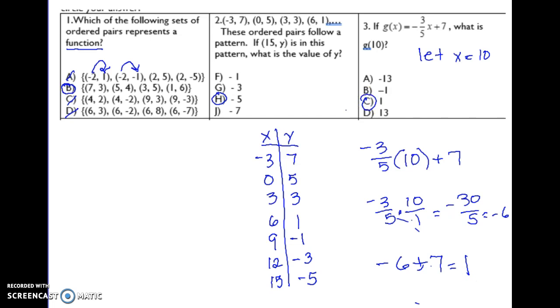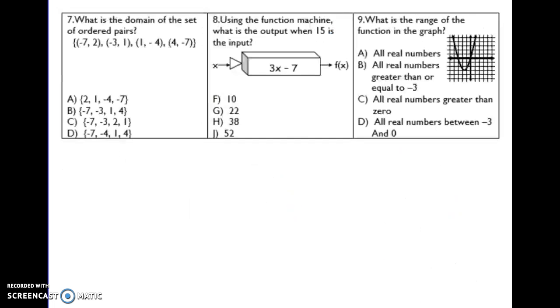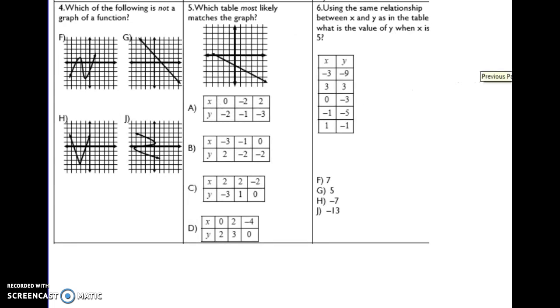Okay, moving on. Number 4, whoops, too far. Which of the following is not a graph of a function? Okay, so we're going to use our vertical line test, and I'm going to draw a vertical line on J, and look, I went through more than one point, so I know that J is not a function. All the other ones, there's no place where you could go through more than one point, so F, G, and H are all functions.